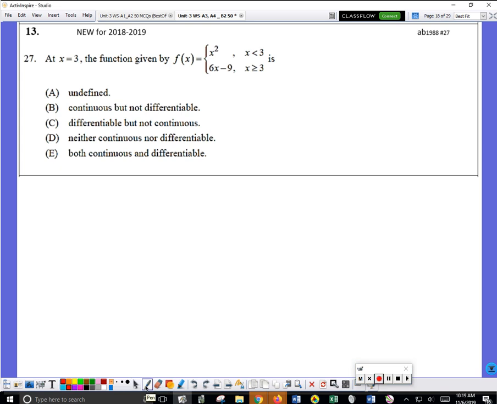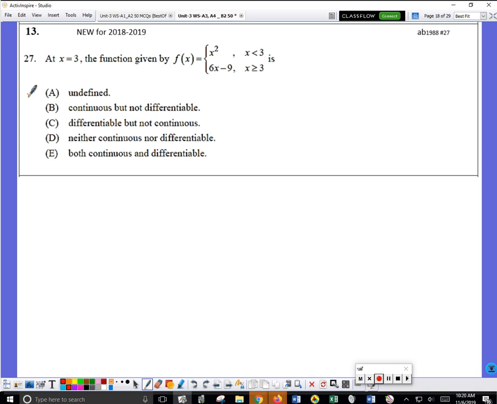Problem says at x equal 3, the function given by this, at x equal 3 is this function undefined? Hands up if you know the answer to A. Just show me your hand. Is this true or false? At x equal 3, is that function undefined? Why or why not? It's actually a very simple answer, so don't overthink this one.